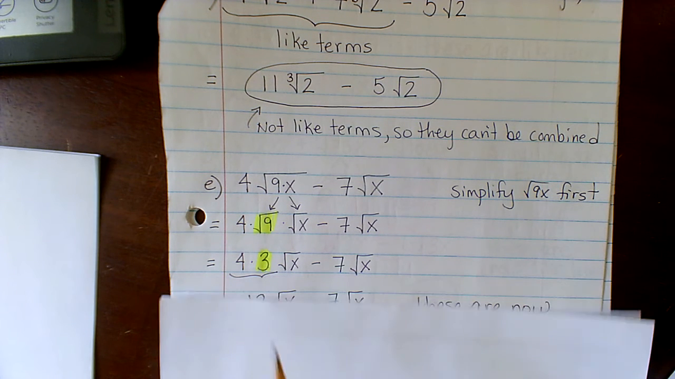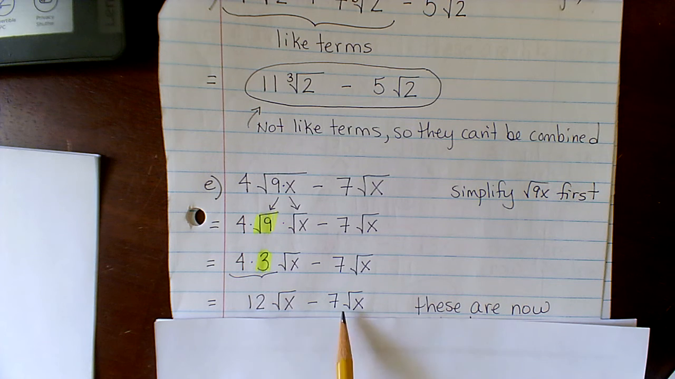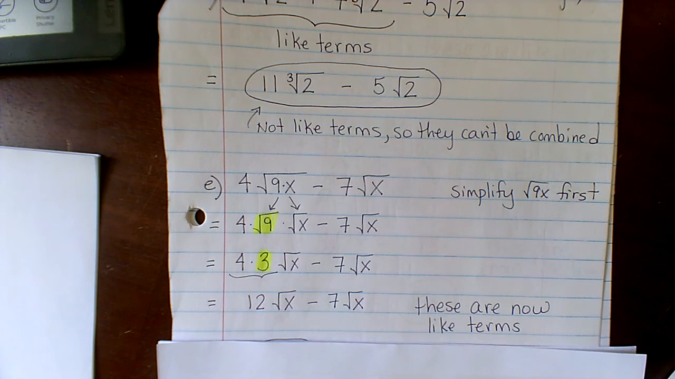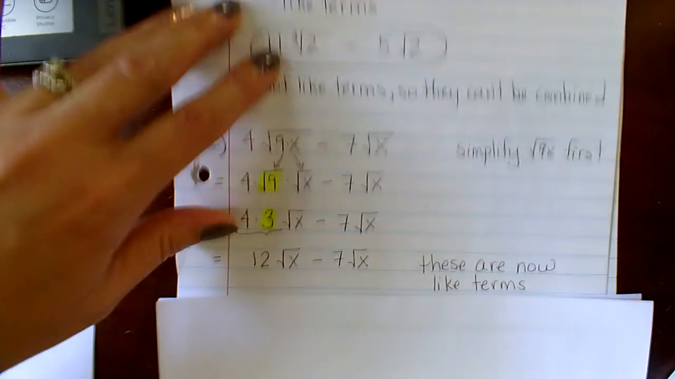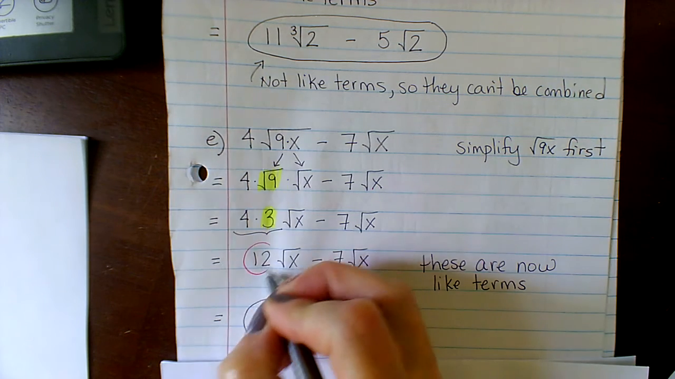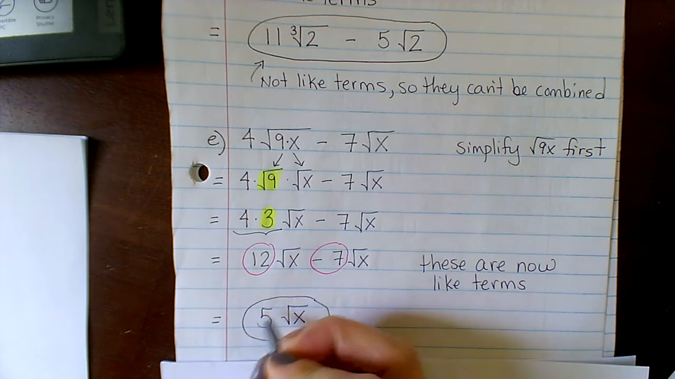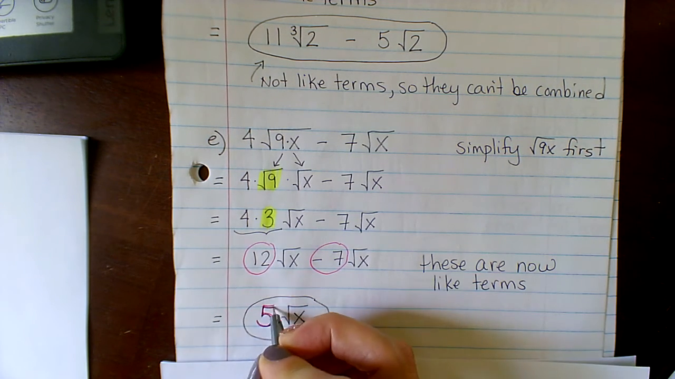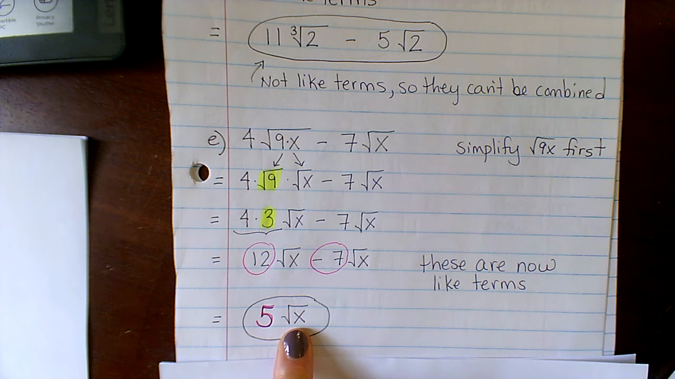Now we can multiply that 4 times 3 and get 12 root x minus 7 root x. Now these are like terms. I can subtract that 12 minus 7 and get 5. So 12 minus 7 is going to give me 5, and the root x is brought along because it's what makes these like terms.